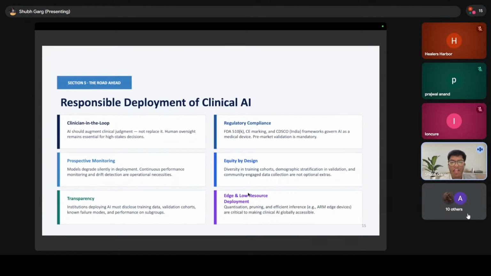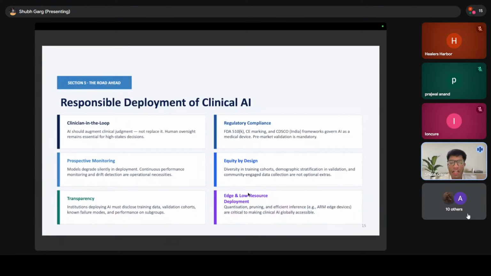Clinician in the loop is a foundational principle because AI in medicine should augment clinical judgment, not replace it. Moving on to the regulatory compliance in India, clinical AI systems are regulated by CDSCO as software as a medical device. In the US it is the FDA with a 510(k) pathway, and so on and so forth for every country.